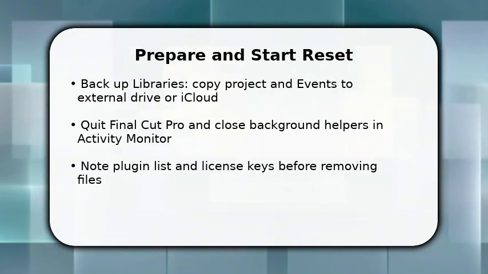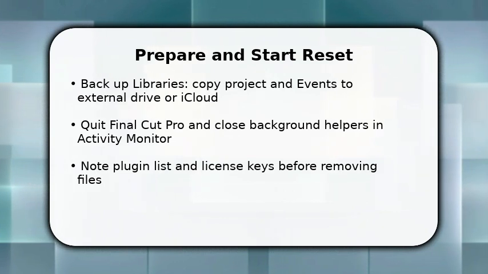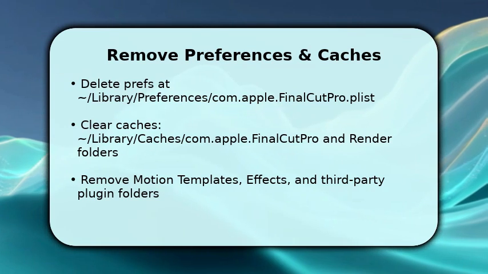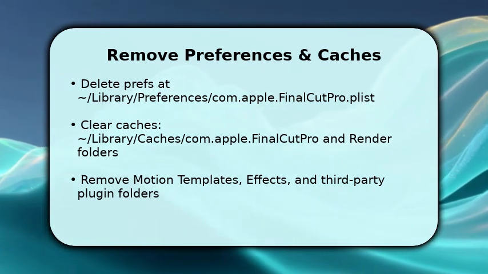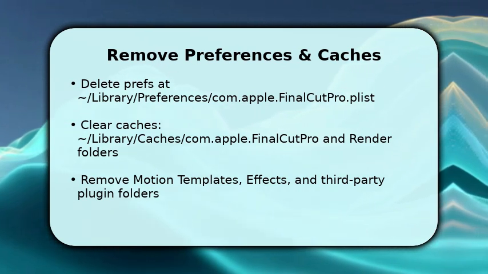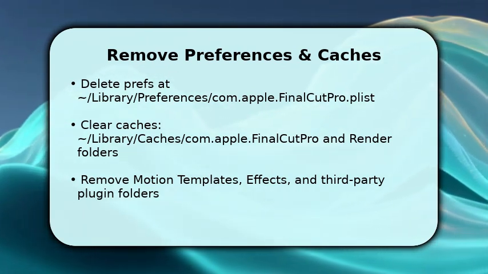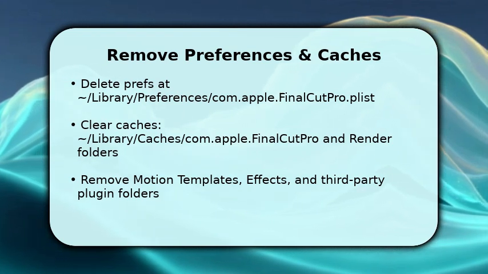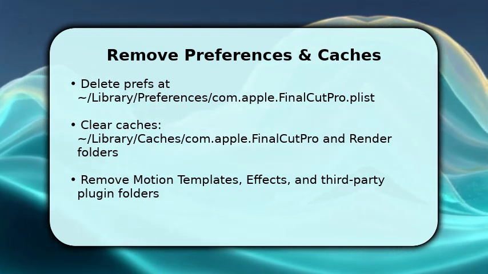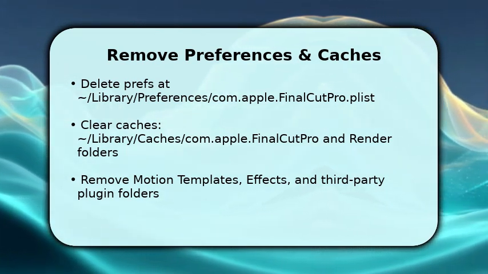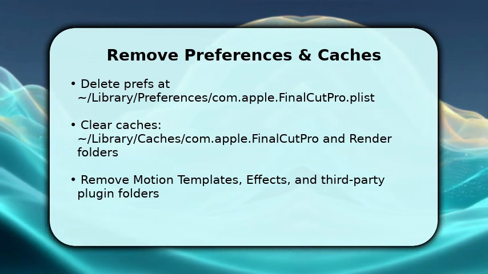You'll now clear the state that causes problems. Remove the preferences PLIST to reset settings and clear caches to free corrupted render files. Once finished, delete the render and analysis folders inside your libraries and the app caches in /library/caches. Make sure to also remove motion templates and third-party plugin folders so no incompatible add-ons persist. After this cleanup, restart your Mac to flush system caches and ensure Final Cut Pro launches.